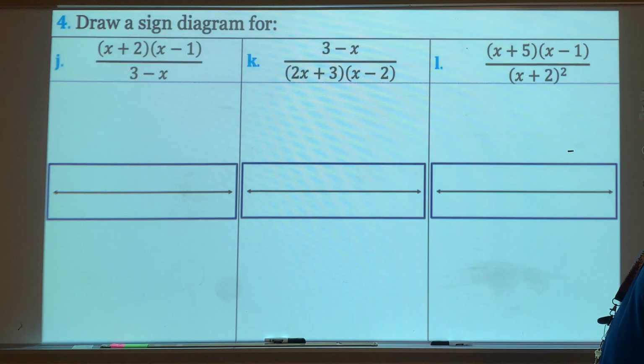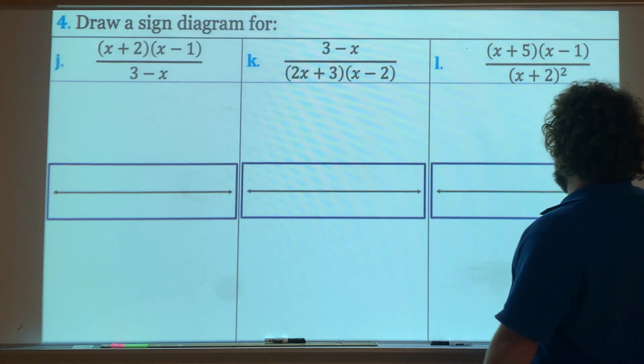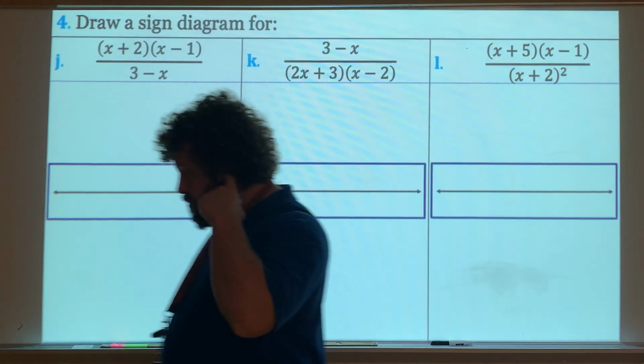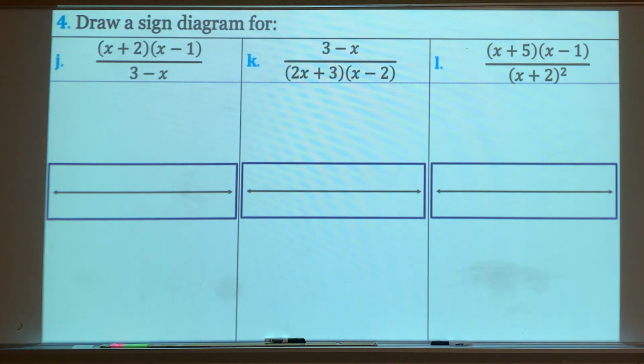It's exhausting, isn't it? J, K, and L. I thought we were done. What am I at? I am at an hour and 10 minutes already. I thought this would take 40 minutes.